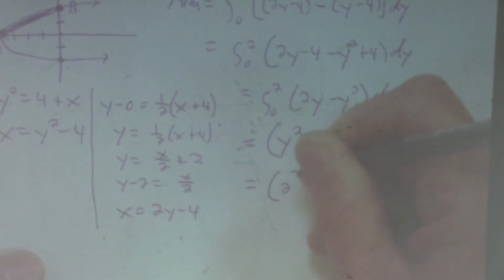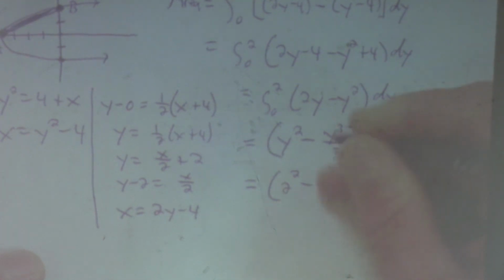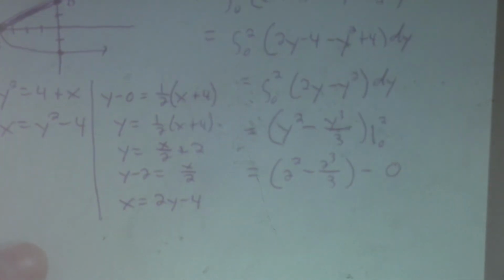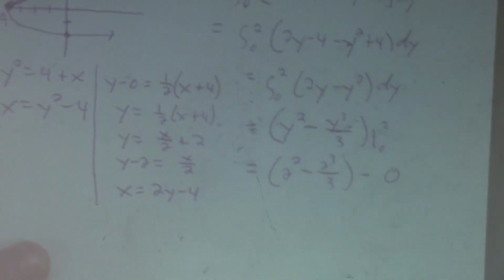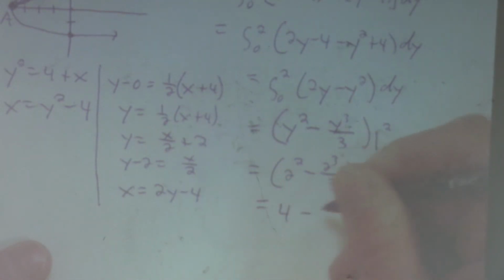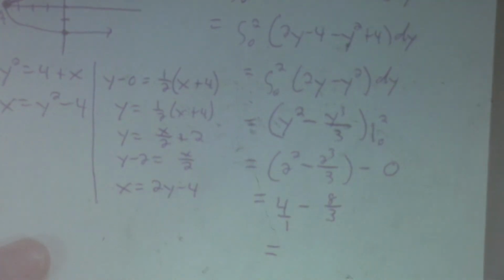So antiderivative at the upper limit, 2 squared minus 2 cubed over 3, minus antiderivative at the lower limit is just going to be a big 0, isn't it? So we end up with 4 minus 2 cubed is 8, so 4 minus 8/3. Well, you can make that into a 4 over 1, and we can butterfly this.